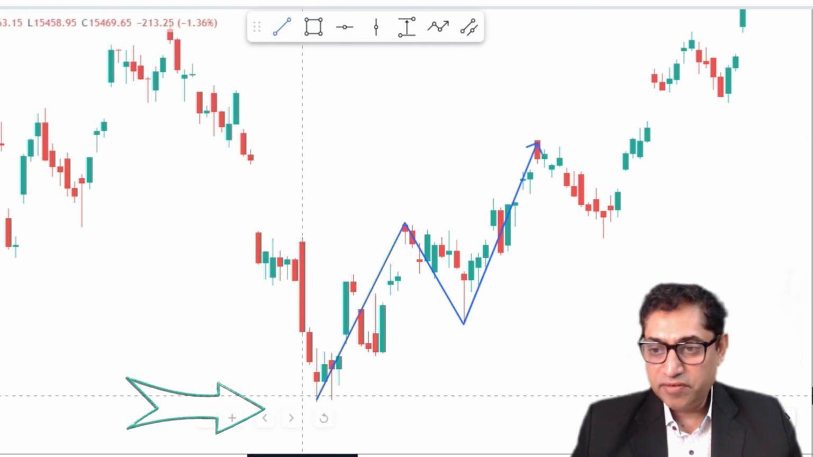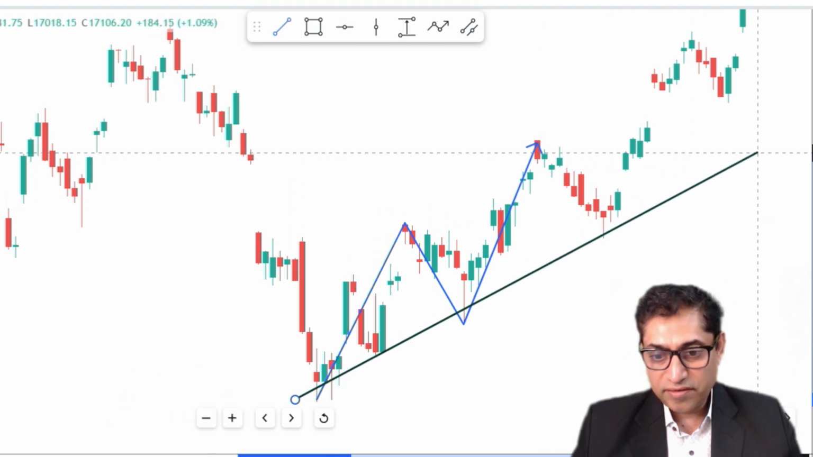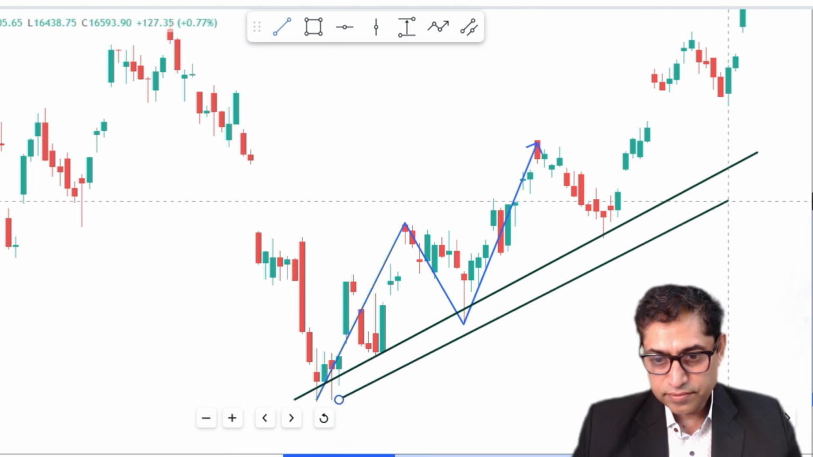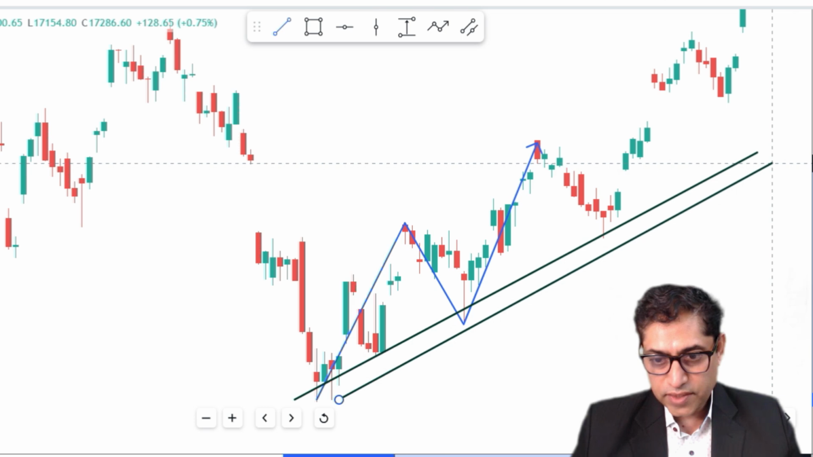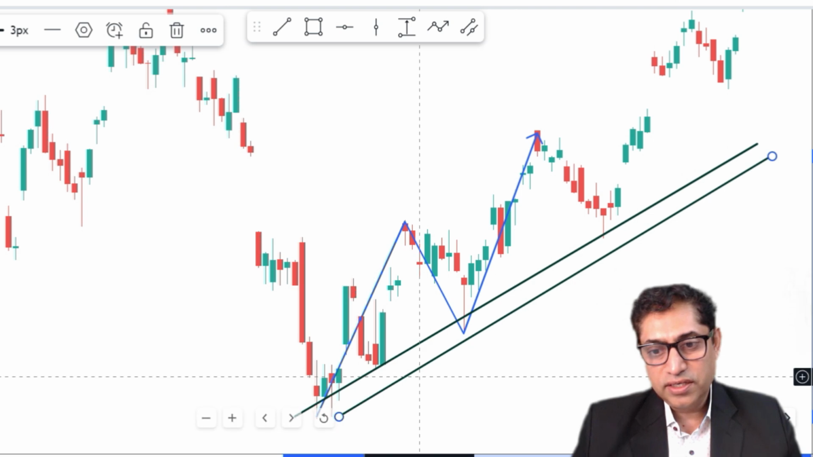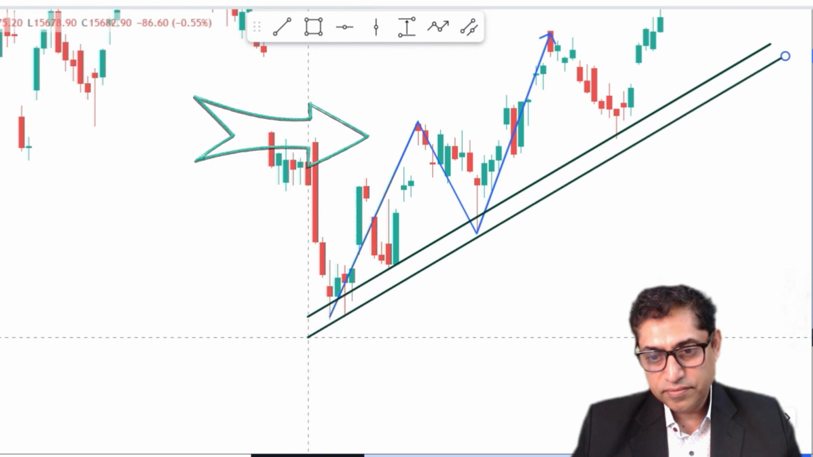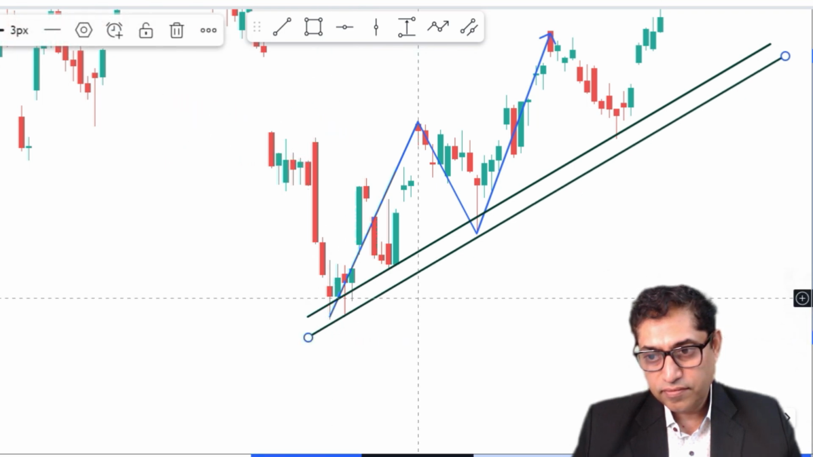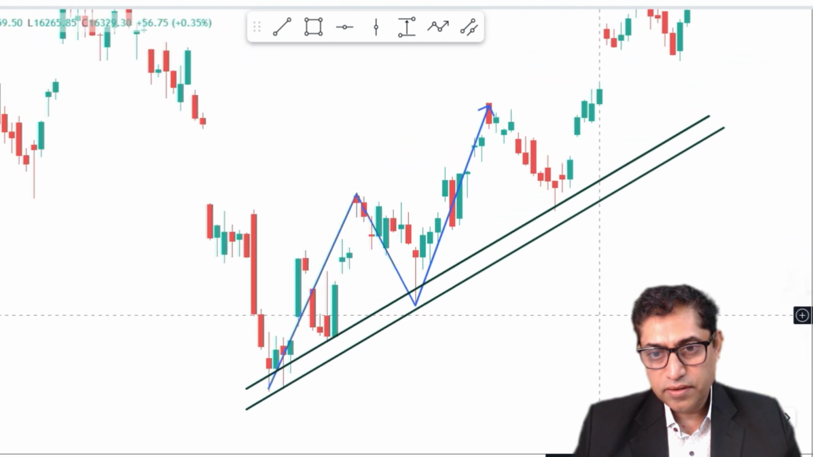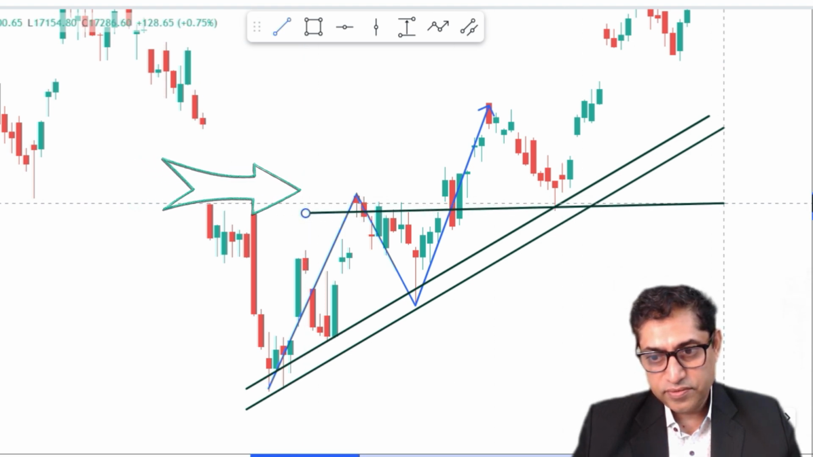And remember, I have told that we have to draw two trend lines. So I'm going to create a trend line zone. So I have created a trend line zone over here. There you go. So my trend line zone is ready. I also have to draw a resistance zone. So I will draw a resistance zone over here. So I've drawn a resistance zone over here.